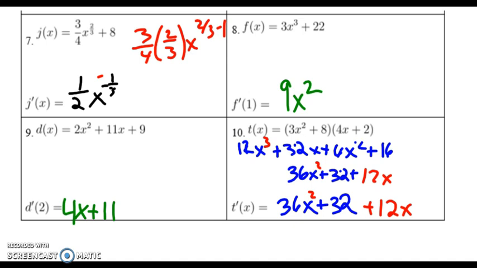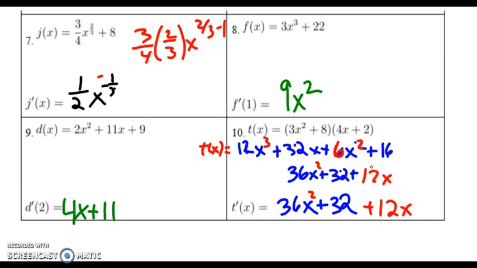Okay, so hopefully you see what I did here on number 10. I actually needed to distribute 3x squared and 8 through. So I got this portion here, t of x equals 12x to the third plus 32x plus 6x squared, sorry, plus 16. So then when I take my derivative, this is my derivative, I just rewrote it down here, take the derivative of each individual term. Okay.